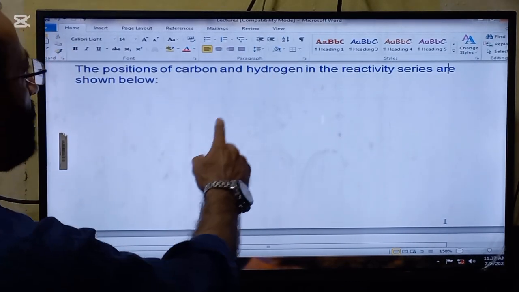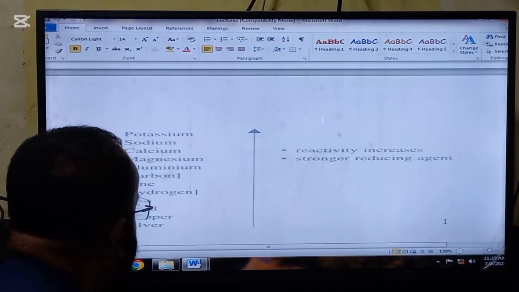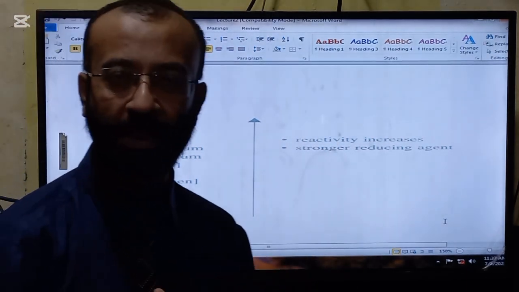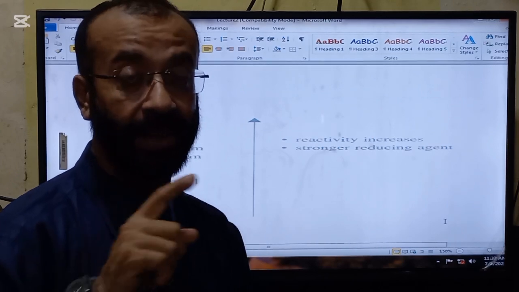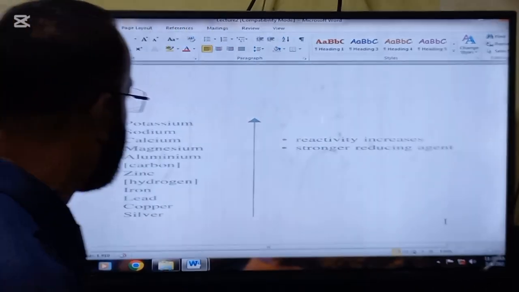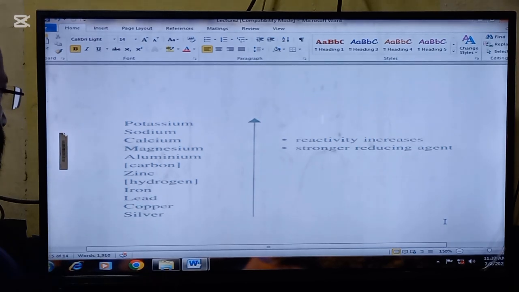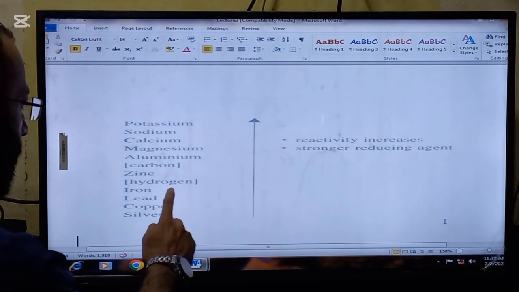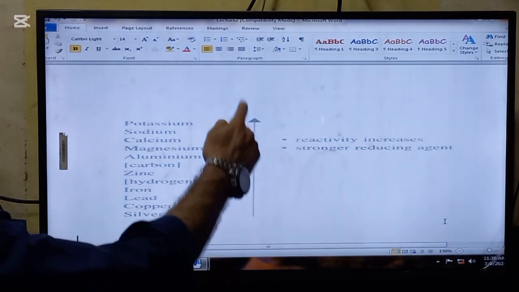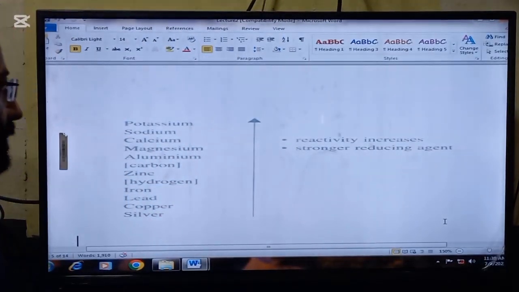The position of the carbon and hydrogen in the reactivity series are shown below. So this is the reactivity series when we put carbon and hydrogen in it, and this new reactivity series will help you a lot in solving different types of equations. So look now, after aluminium, carbon will be introduced, and after zinc, hydrogen will be introduced. As you go from bottom to top, reactivity increases, stronger reducing agents.